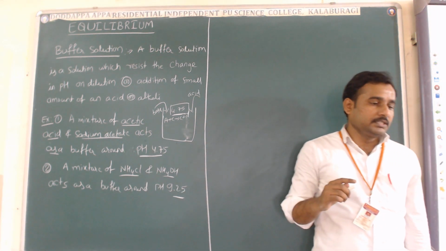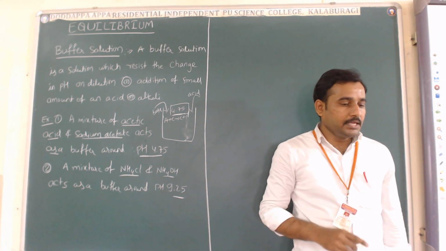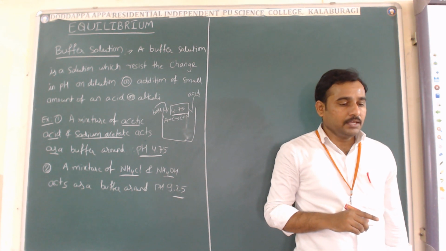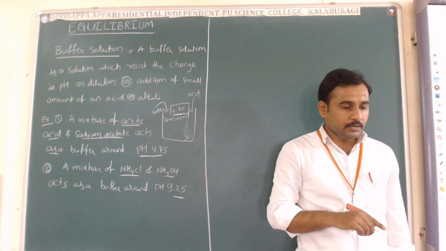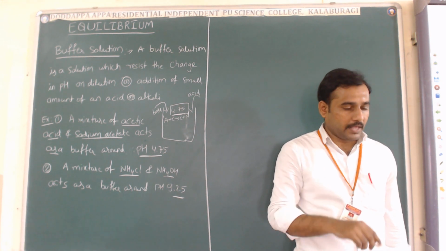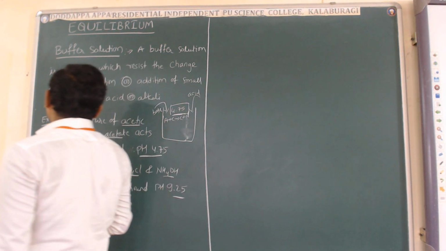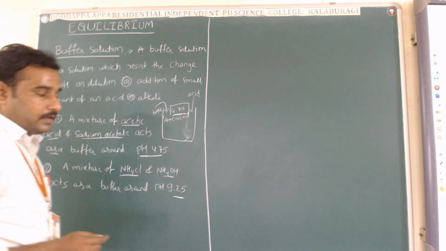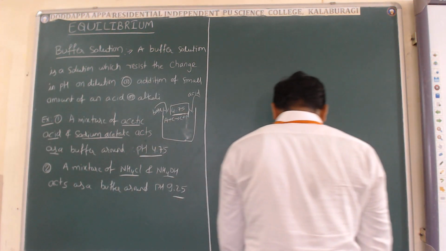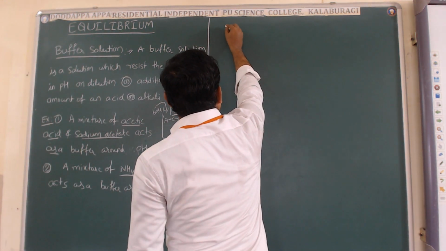The easy way to understand a buffer solution: a buffer solution is a solution which resists the change in pH, either by dilution or by the addition of an acid or an alkali. So this is what we call a buffer solution. Okay. Next, you have the solubility product.